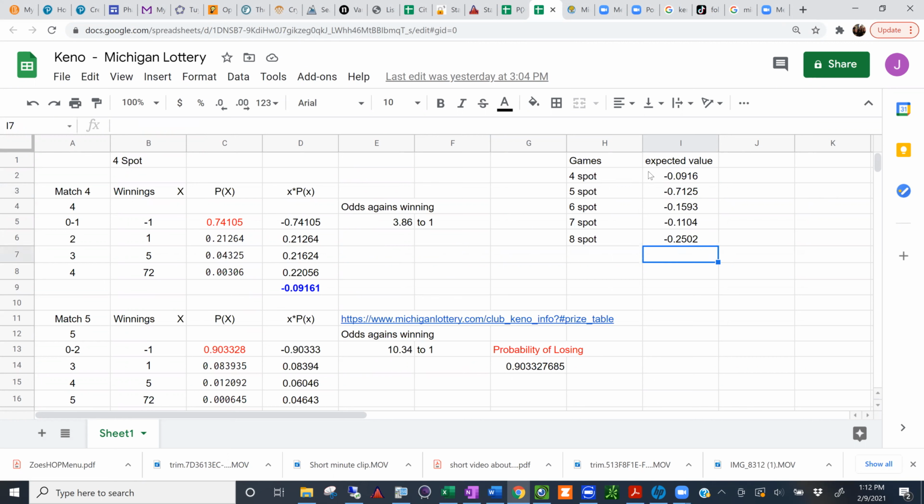Now notice that they're wildly different, one from another, right? On the one hand, you have the 8 spot has an expected value of negative 0.25, 5 spot up here. So there's a lot of different values. Think about which game you would play. Let me relaunch that poll and see if the results change at all. I'm hoping that they do.